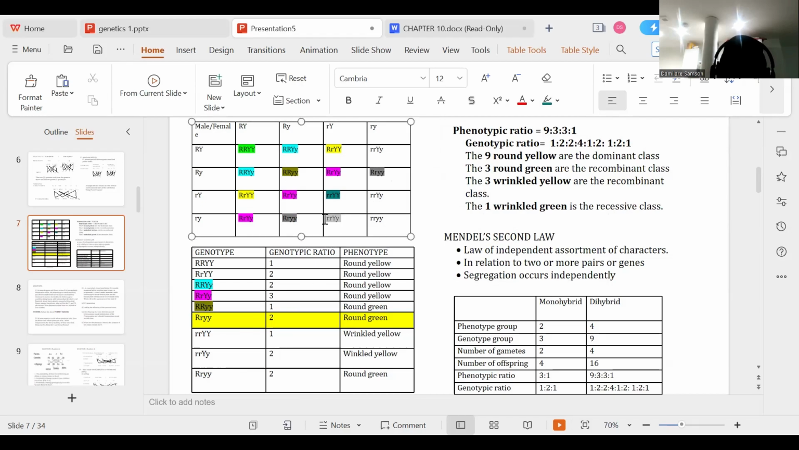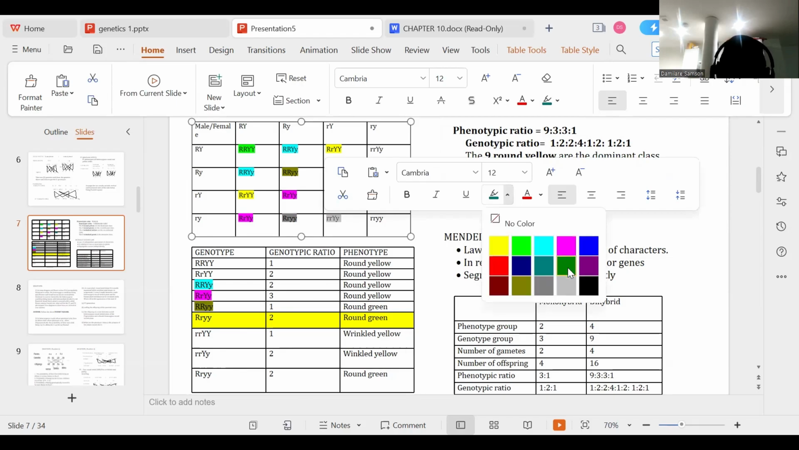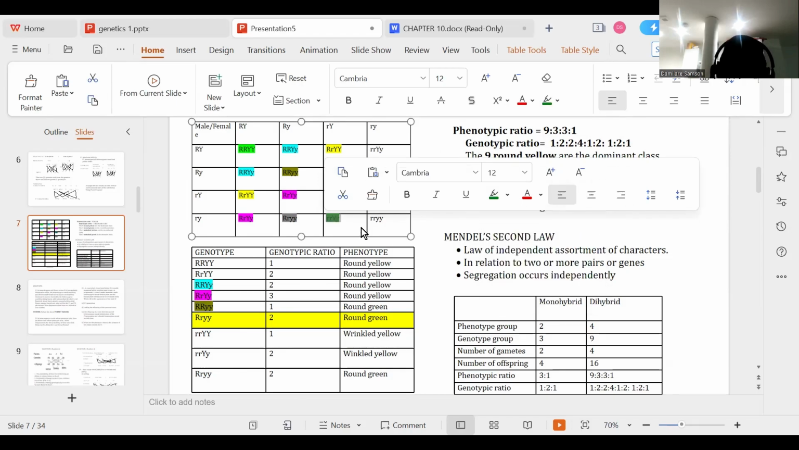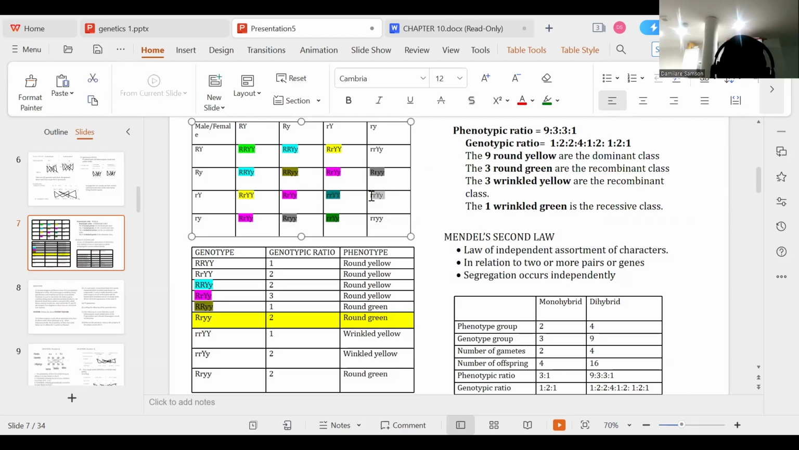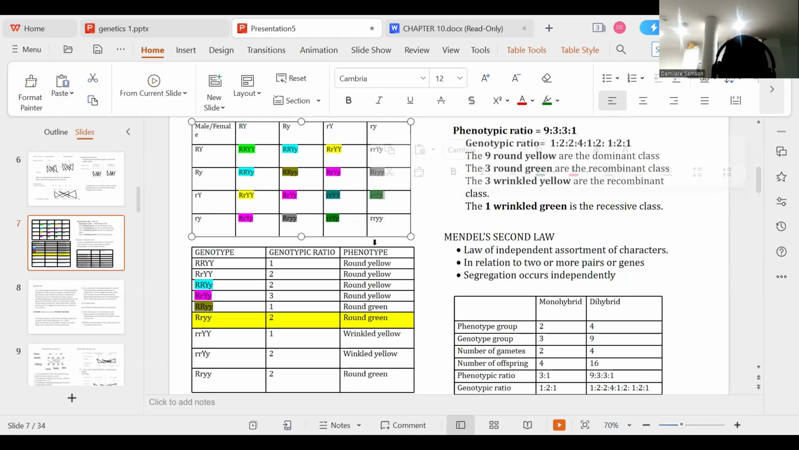Very good. This is 1. And this is what? 2. And the last one is 2 small r, 2 small y. Okay, that is what? 1.